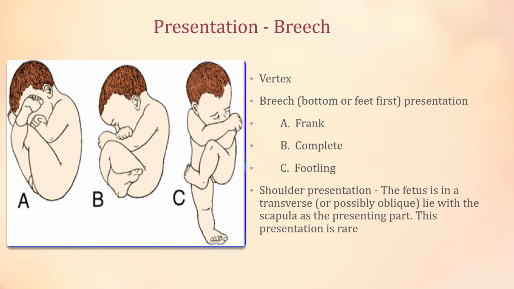And then complete breech is in the fetal position, so they're tucked just like you imagine a baby to be all tucked up inside, but they're upside down. So that's complete breech. And then footling breech is an actual foot or two coming out first. This type can't be delivered easily that way. Then you can see at the bottom of the slide it also mentions a shoulder presentation. In this one, the fetus is in a transverse or oblique lie, and the shoulder is presenting first, the scapula. That's rare, and of course, can't be delivered vaginally if the baby stays that way.